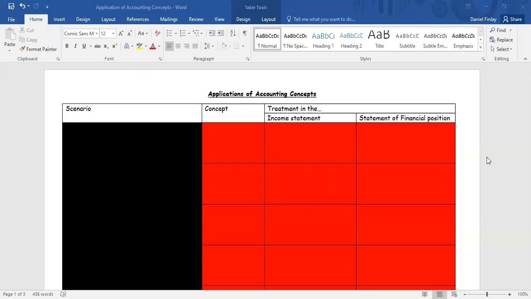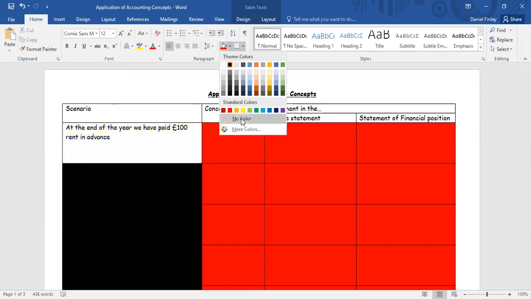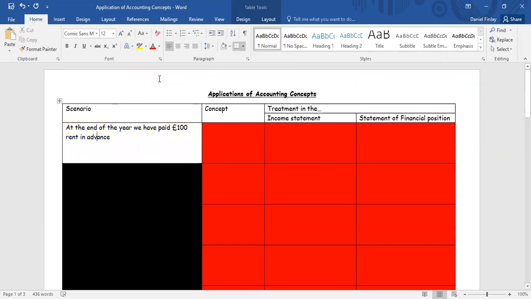Okay, so here are some applications of accounting concepts. These are the most common ones that we'll come across. So first one, at the end of the year, we have paid £100 rent in advance. So that means we made a prepayment of £100 rent for an expense, and that shouldn't be included on this year's income statement. It should be next year's.